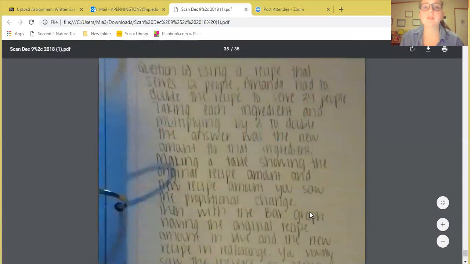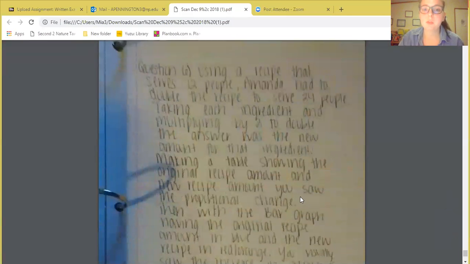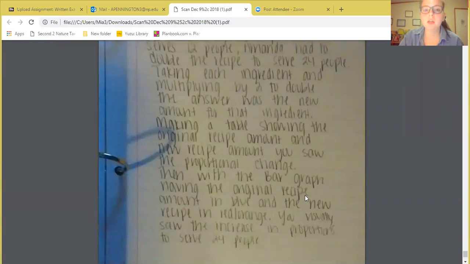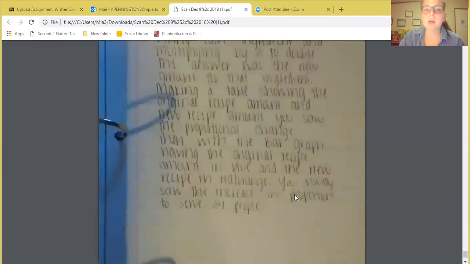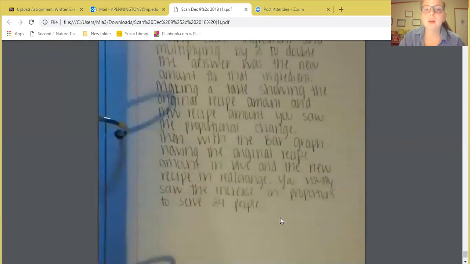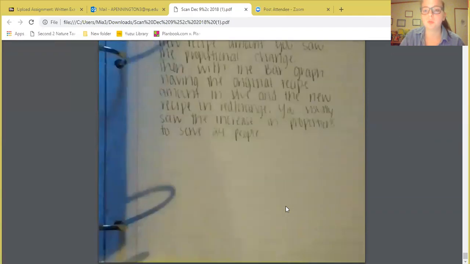Using a recipe that serves 12 people, Amanda had to double the recipe to serve 24 people. Taking each ingredient and multiplying by 2 to double it, that answer was the new amount for that ingredient. Making a table showing the original recipe amount and new recipe amount, you saw the proportional change. Then with the bar graph having the original recipe amount in blue and the new recipe in red-orange, you visually saw the increase of proportions to serve 24 people.